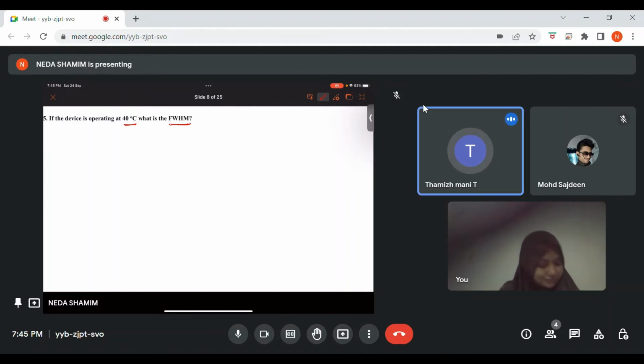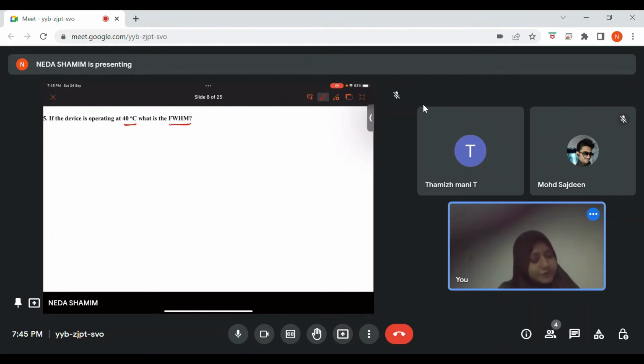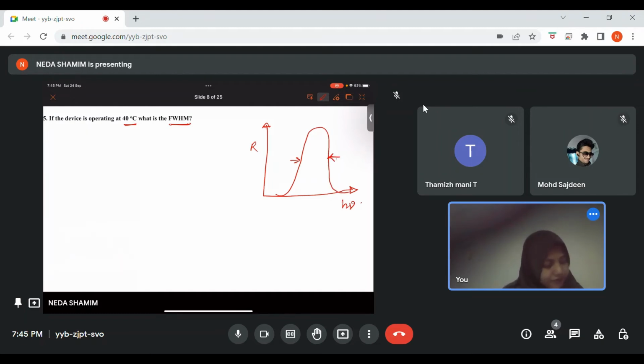1.8 kBT divided by H. Correct. So basically, if I draw this graph with energy, and this is some rate of my emission, I'll have this over here. So this is my full width half maxima, and this is given by 1.8 kBT by H.